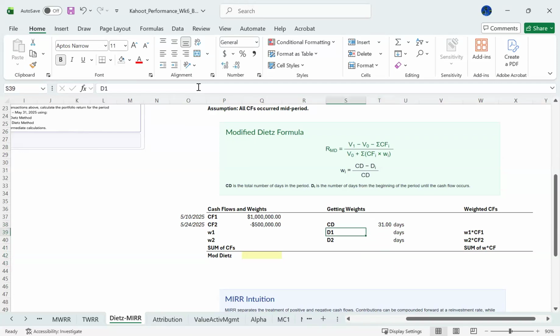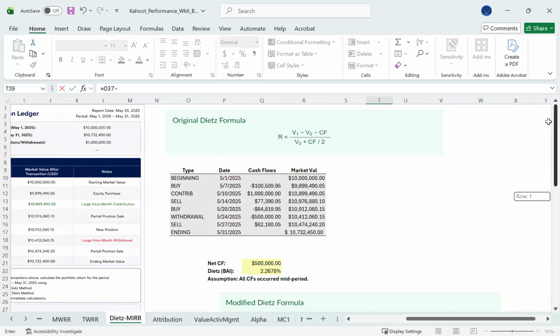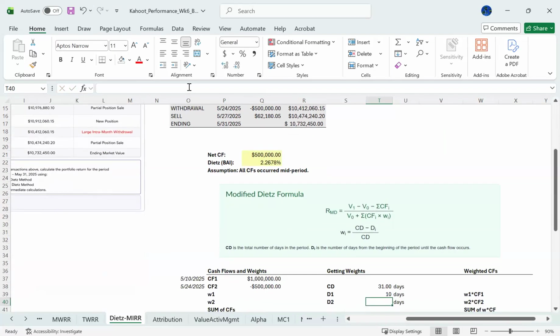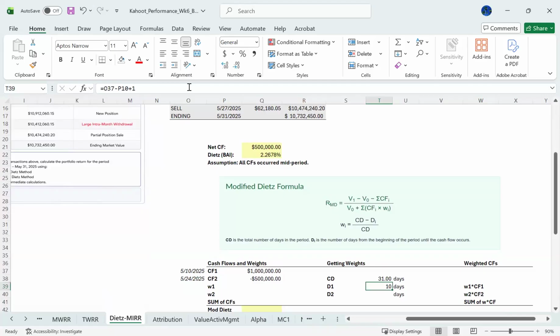Now, the day on which the first cash flow came into the fund. This is cash flow one. It was received on May 10th. I just put that date right here for convenience. Now let's subtract that date from the first day here, and on the same grounds, we add one. So we have 10 days. Cash flow one, in other words, was received 10 days after the fund was started.